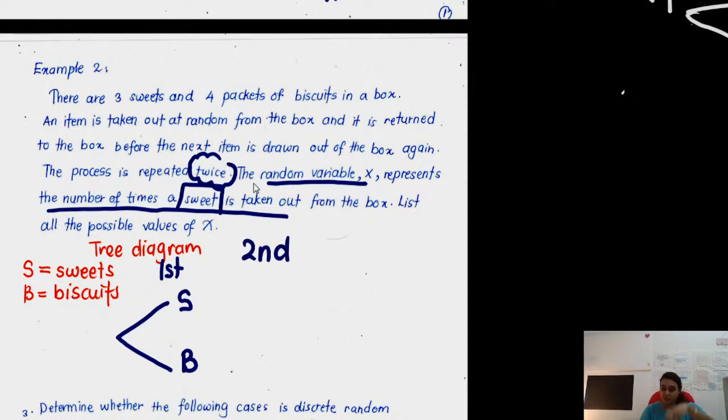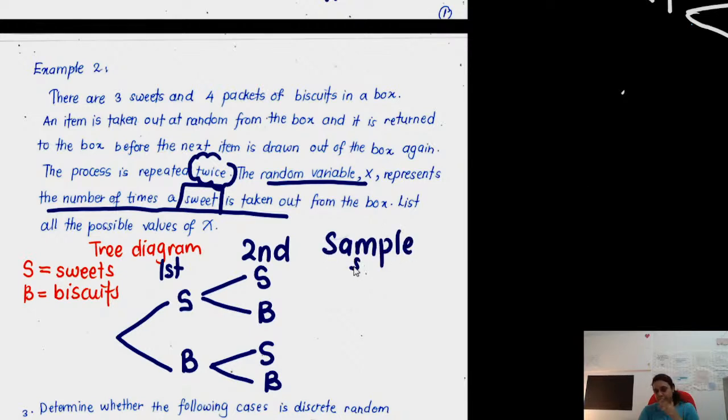Second time, what item can come out? Sweet can come out. Biscuits also can come out again. For the bottom one, same. Sweets can come out. Biscuits can come out for the bottom one. The moment you do all this ready, immediately the last place, you write the sample space. So in this case, the first one is SS, SB, BS, and BB. So we just write down all the sample space.